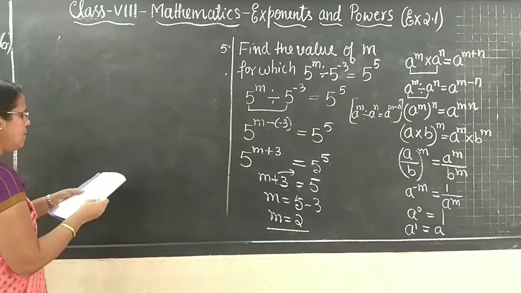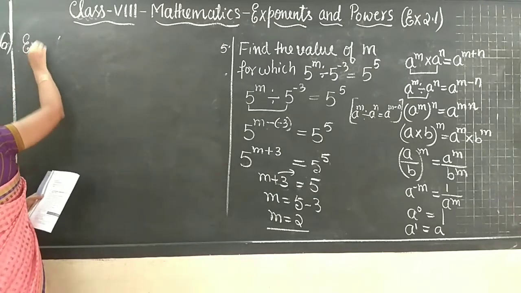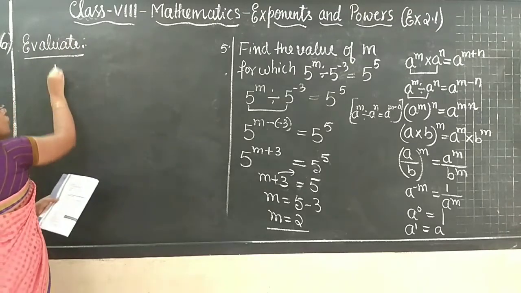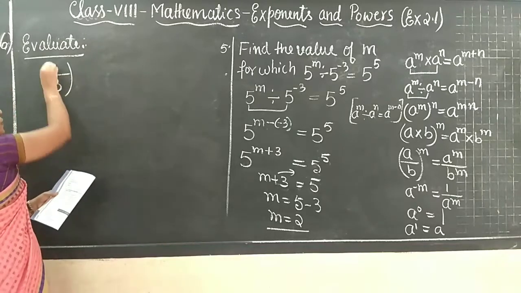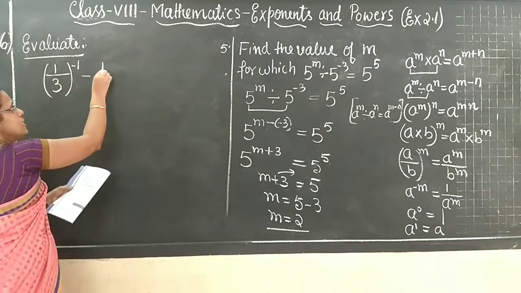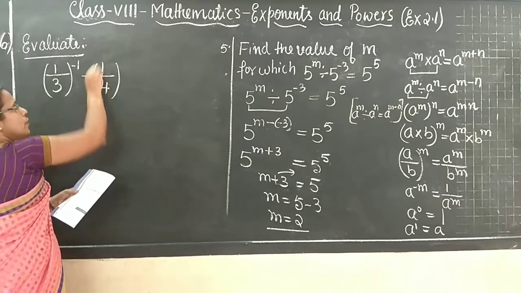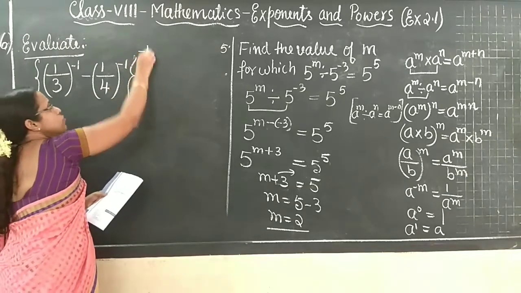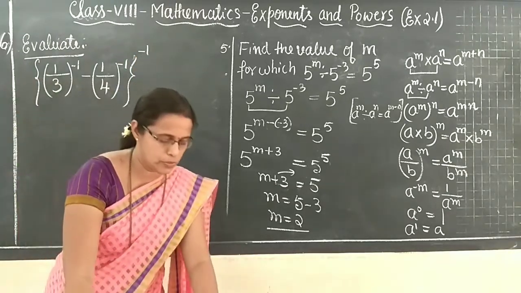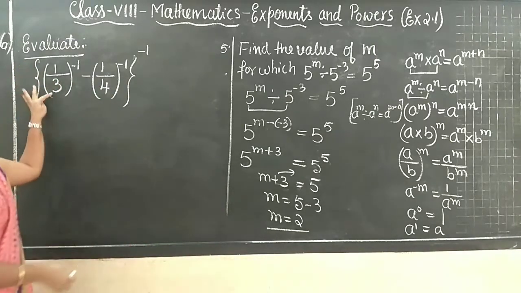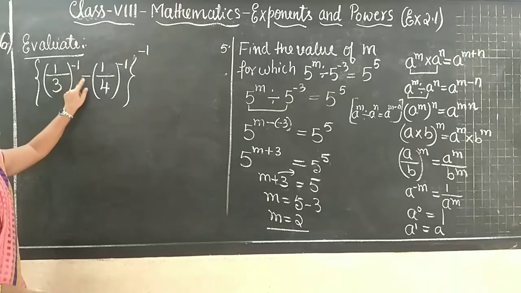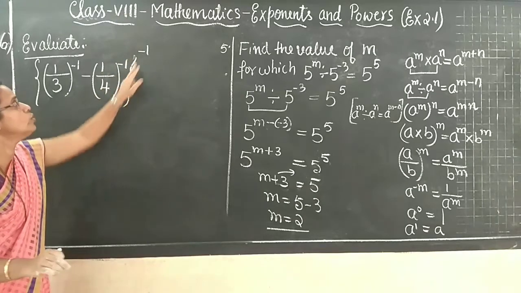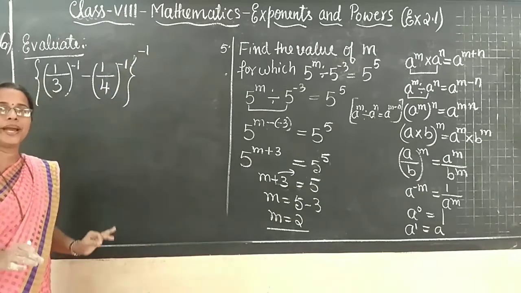Sixth one. See here. What are you trying? Evaluate. Okay, so first one: (1/3)^-1 minus (1/4)^-1, the whole to the power minus 1. Okay, so now can I do this problem? See here: (1/3)^-1 minus (1/4)^-1, and again outside the bracket also, whole to the power minus 1.